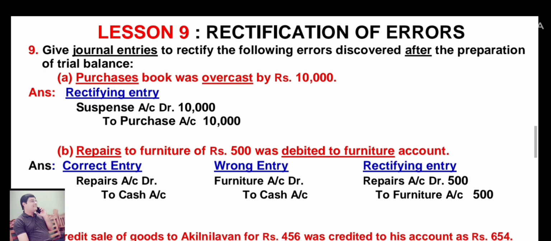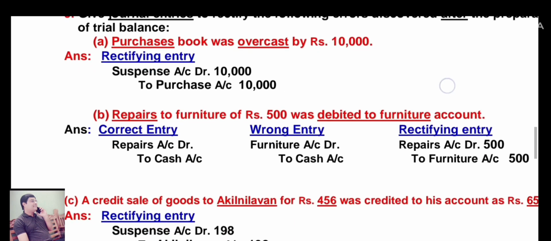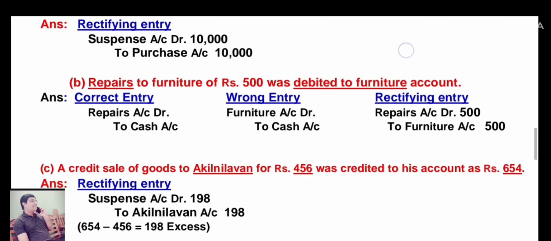they have written that the purchase book was over cost by rupees 10,000. So purchases is a debit balance. Over cost means opposite, so we have to write on the credit side. So the answer is suspense account debit to purchases account. Next question.